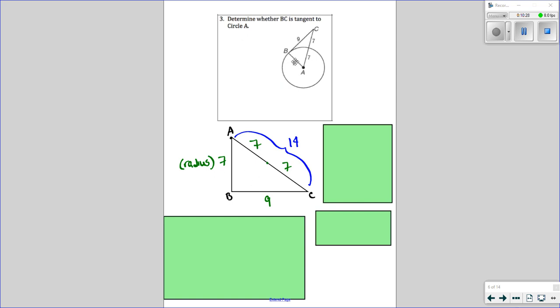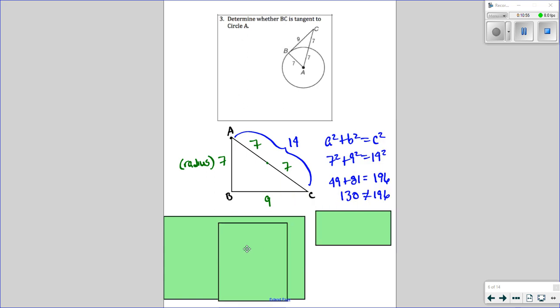I noticed that AB is the radius of the circle, so I stated the radius as 7. Then the tangent line, well, we don't know if it's tangent, so I'm not going to assume it yet. But it says BC is 9, so that segment is 9. And they gave us the whole length AC, but they broke it up into 7 and 7. 7 and 7 gives you 14. So I'm going to use those three sides, 14, 7, and 9, put them into the Pythagorean Theorem, and see if it's true.